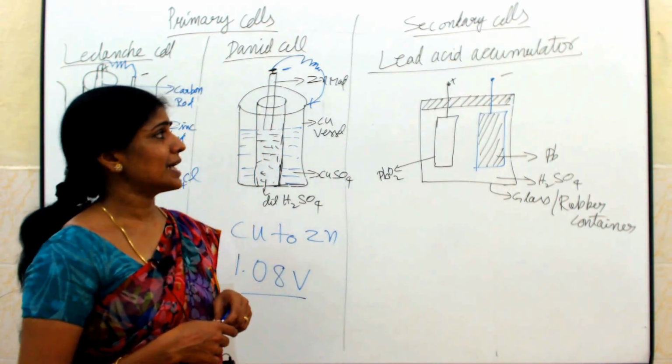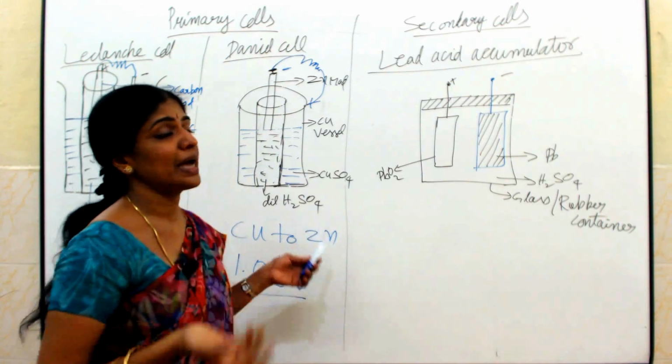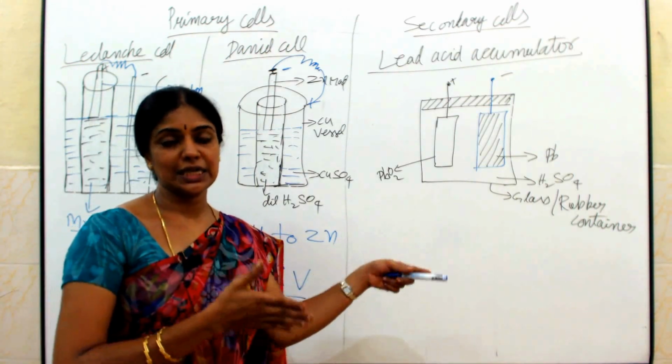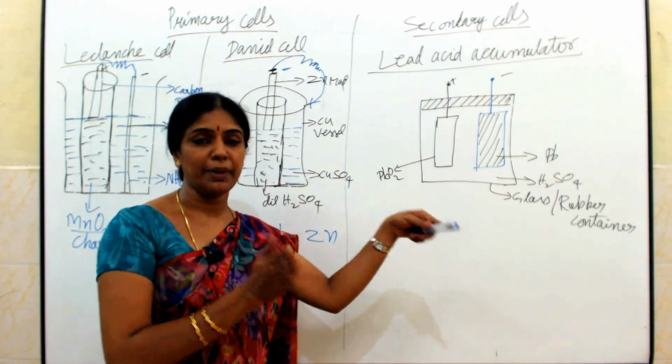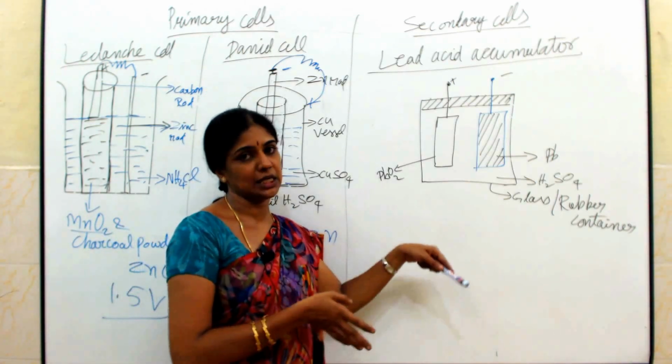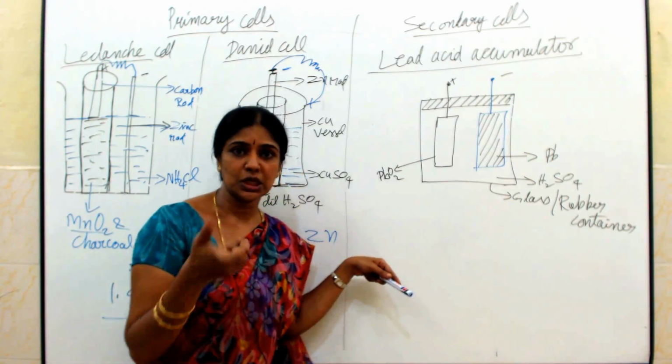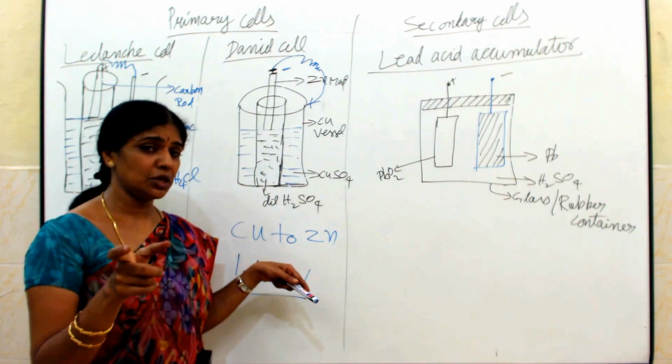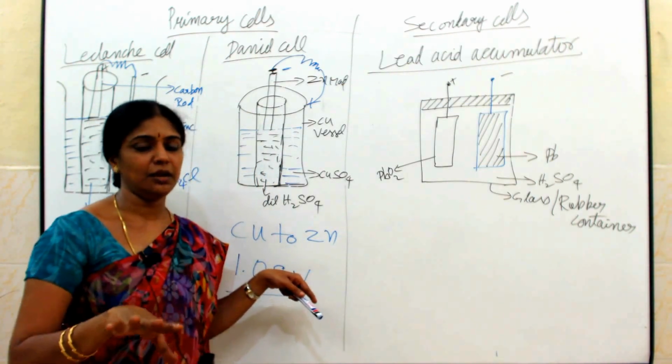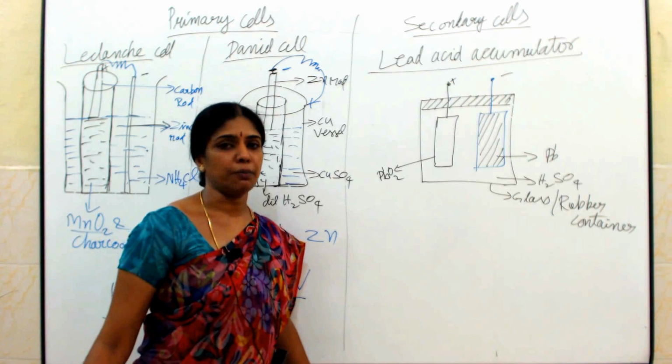Where can you use this lead acid accumulator? You can see these batteries in lorries, trucks, and your car batteries. All the car batteries are nothing but secondary cells. Your mobile battery is also a secondary cell. What is the major use? I can use it again and again without any deterioration of its properties.